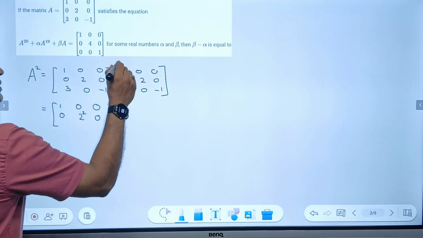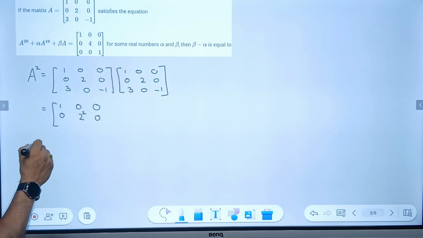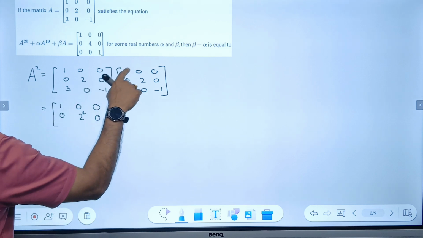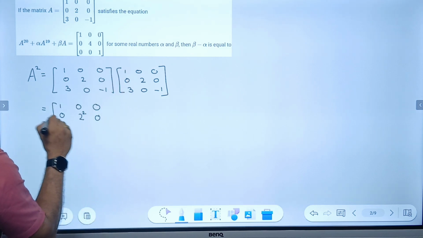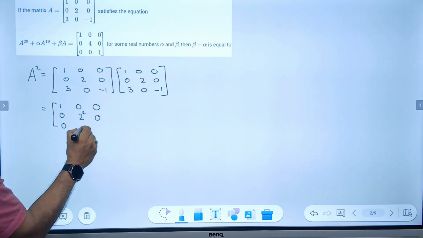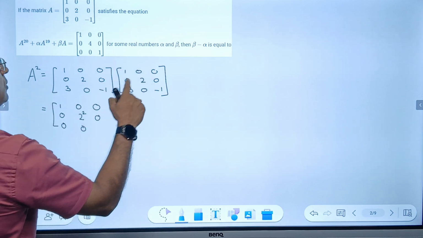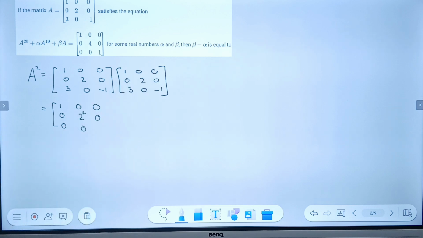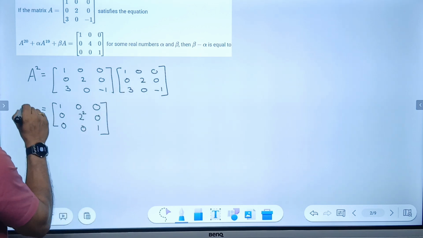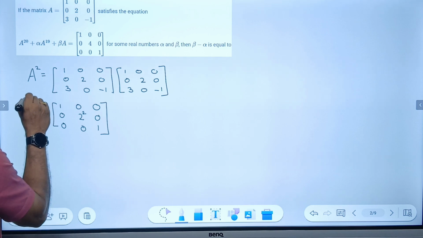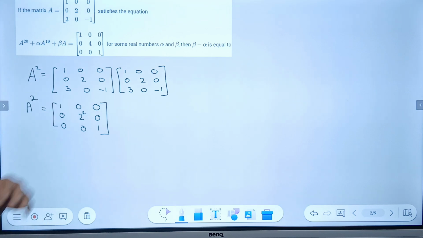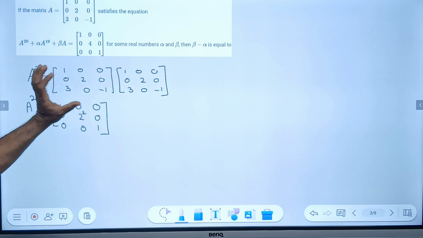Now third row, first column, I think it is 0. Third row, second column will be 0. Third row, third column will be 0, 0 and 1. So this is my A square. Sorry, this is my A square. So there's A, let's keep it as it is.